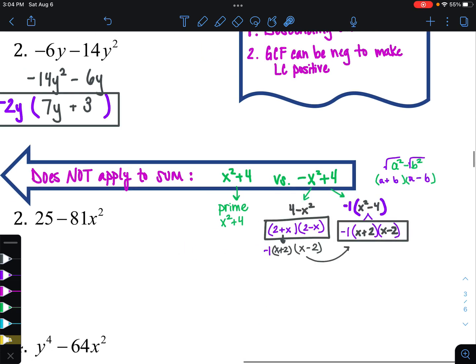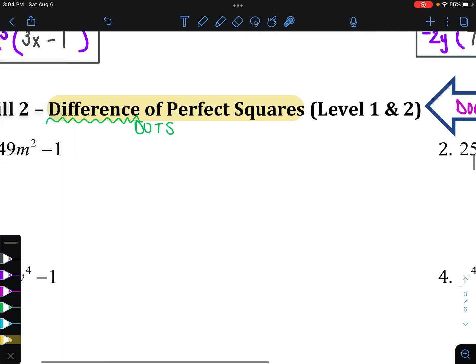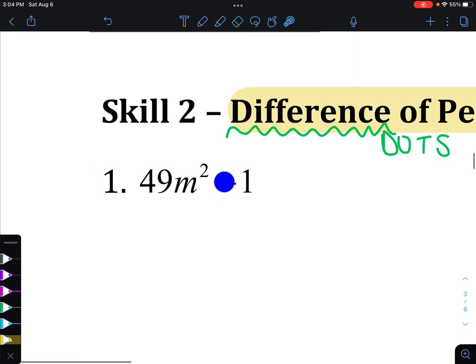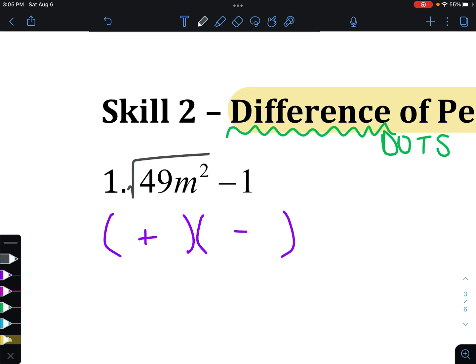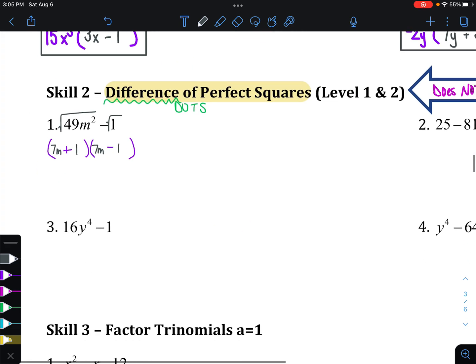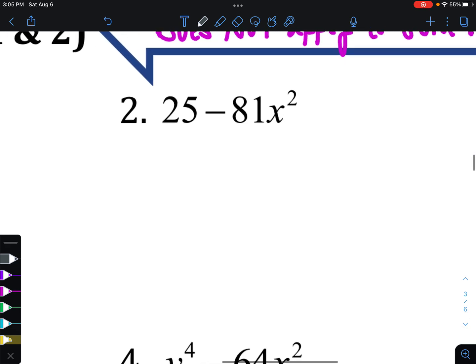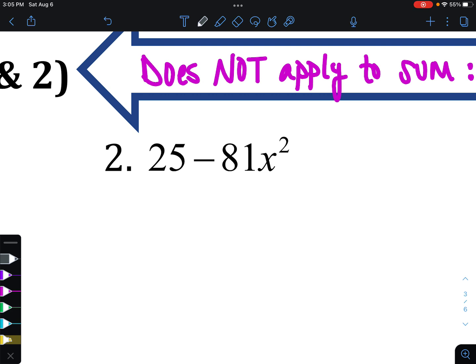Okay, so all that to say, let's try over here. Here we have a difference of two squares. So with our squares, we're going to have two factors, one plus, one minus, and then we just take the square root of each of these. The square root of 49 is 7, the square root of m squared is m, so 7m goes first, and the square root of 1 is 1. And we're done. Dots can go pretty quickly as long as it's following the right pattern.